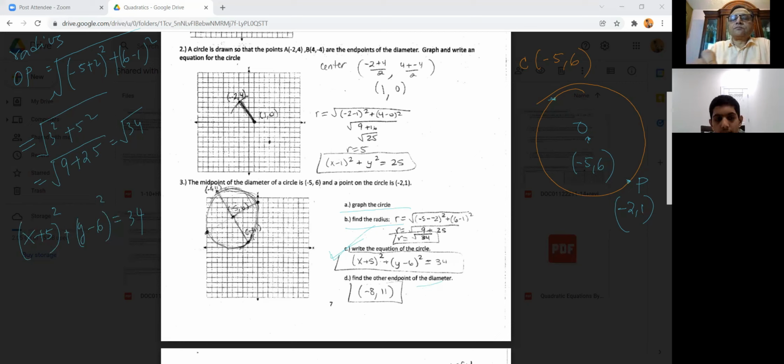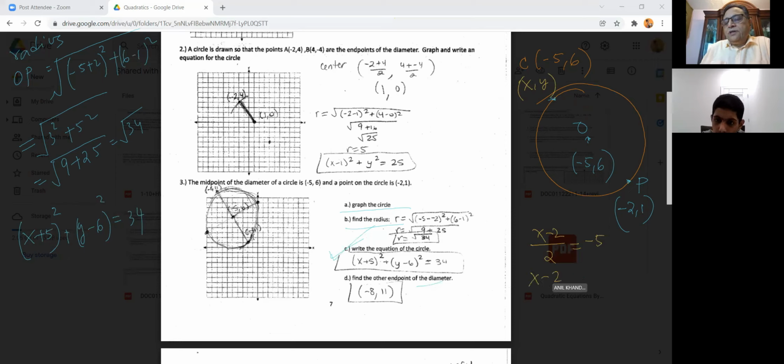Do you use the distance formula? No, I'll show you an easier method. Let's say (x, y) is my endpoint, right? We know the midpoint. So we can say (x minus 2) divided by 2 should be equal to the x value of minus 5, correct? So solve for x.